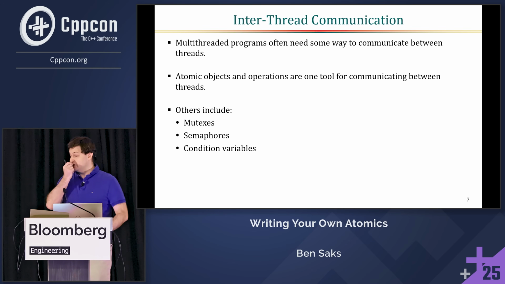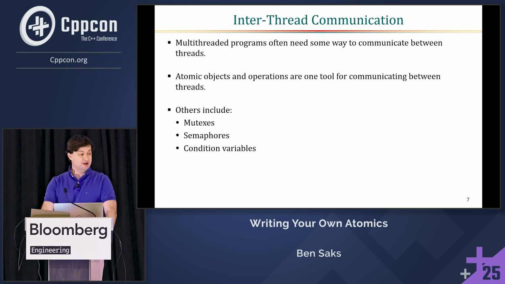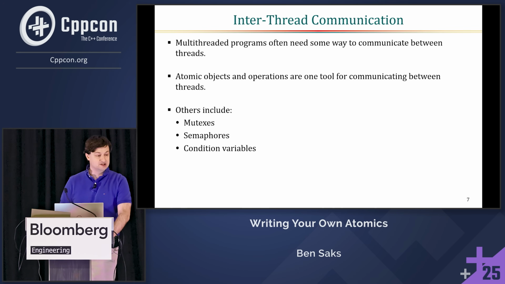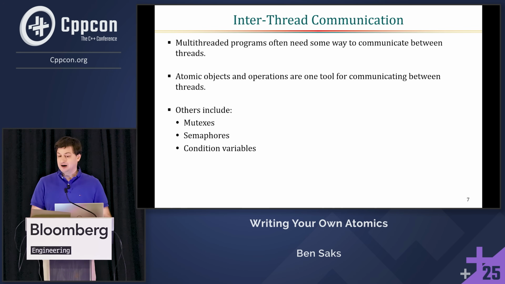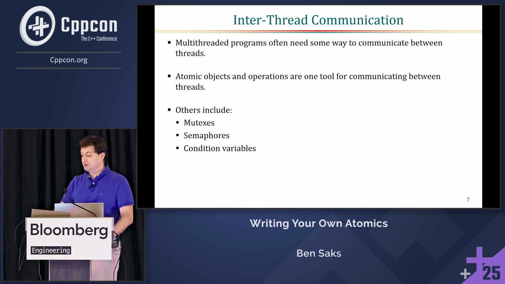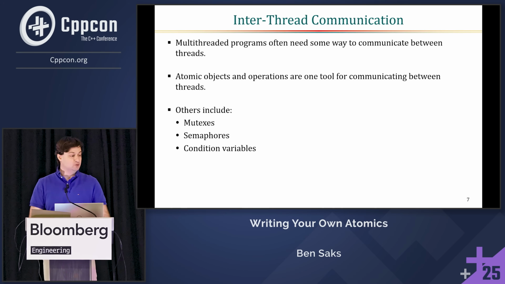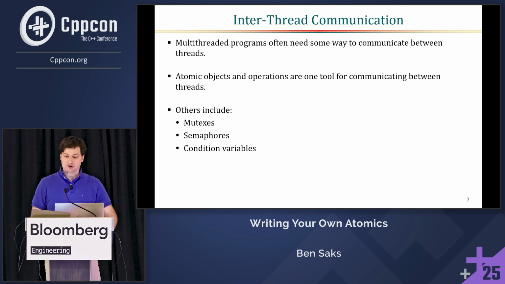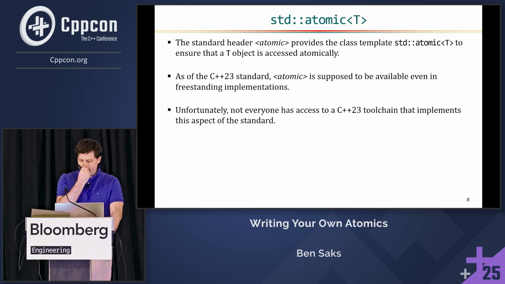When you have multiple threads, regardless of what kind of concurrent programming you're doing, you typically need some way to communicate between those threads. And the atomic objects and operations that I'll be talking about today are one way of doing that. But there are other tools like mutexes, semaphores, condition variables, all of which can be used instead. Atomics are in particular designed for more fine-grained control. Mutexes and semaphores are more for coarse-grained applications in general.